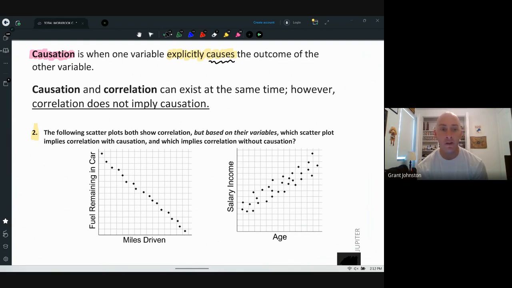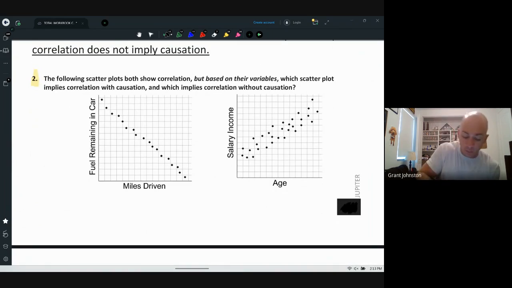It says causation and correlation can exist at the same time. However, correlation does not imply causation. Just because two things are correlated doesn't mean that there's causation between them. So here, let's look at number 2. Hopefully these examples are clear. It says the following scatter plots both show correlation, but based on their variables, which scatter plot implies correlation with causation and which implies correlation without causation? So I was kind of talking about this already, but I'm just going to tell you the answer right off the bat, and then I'll explain it.